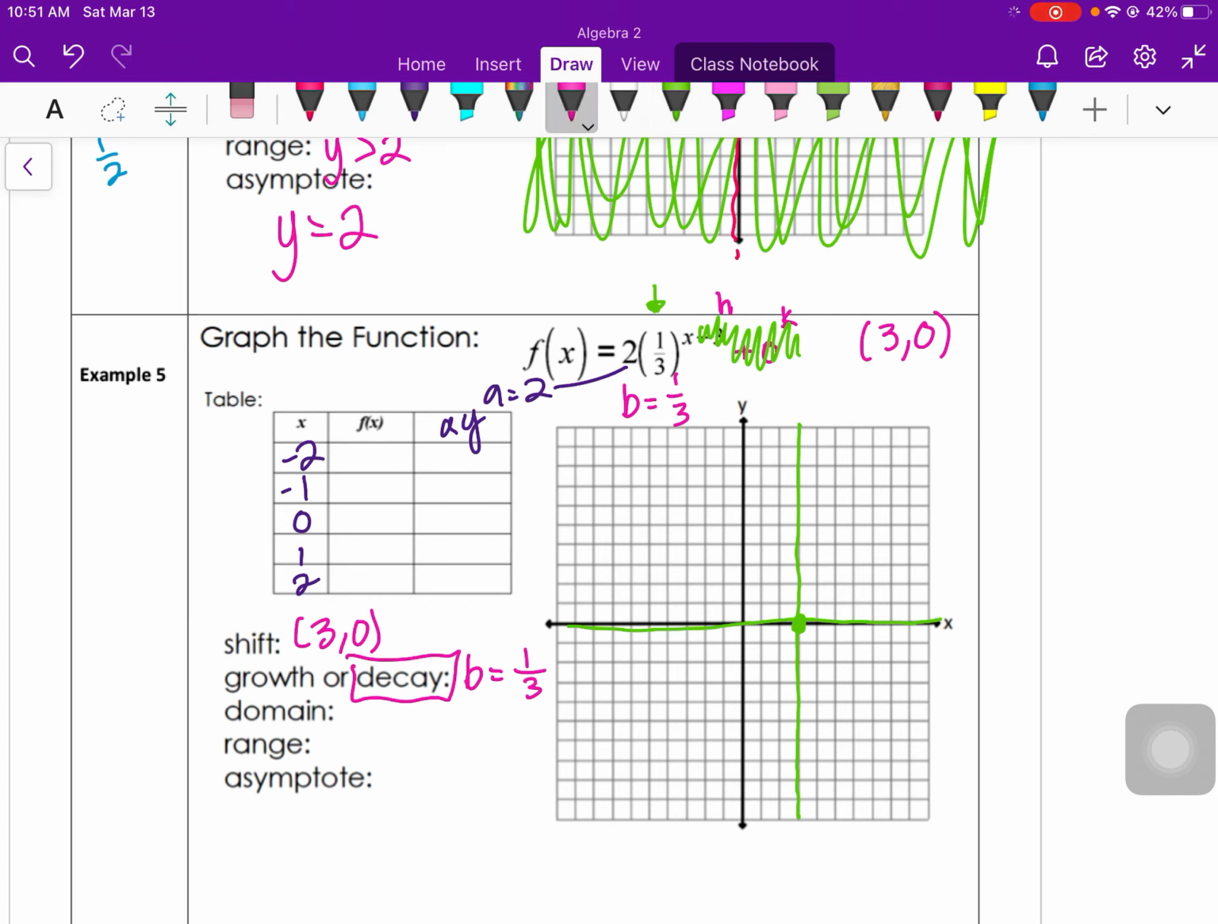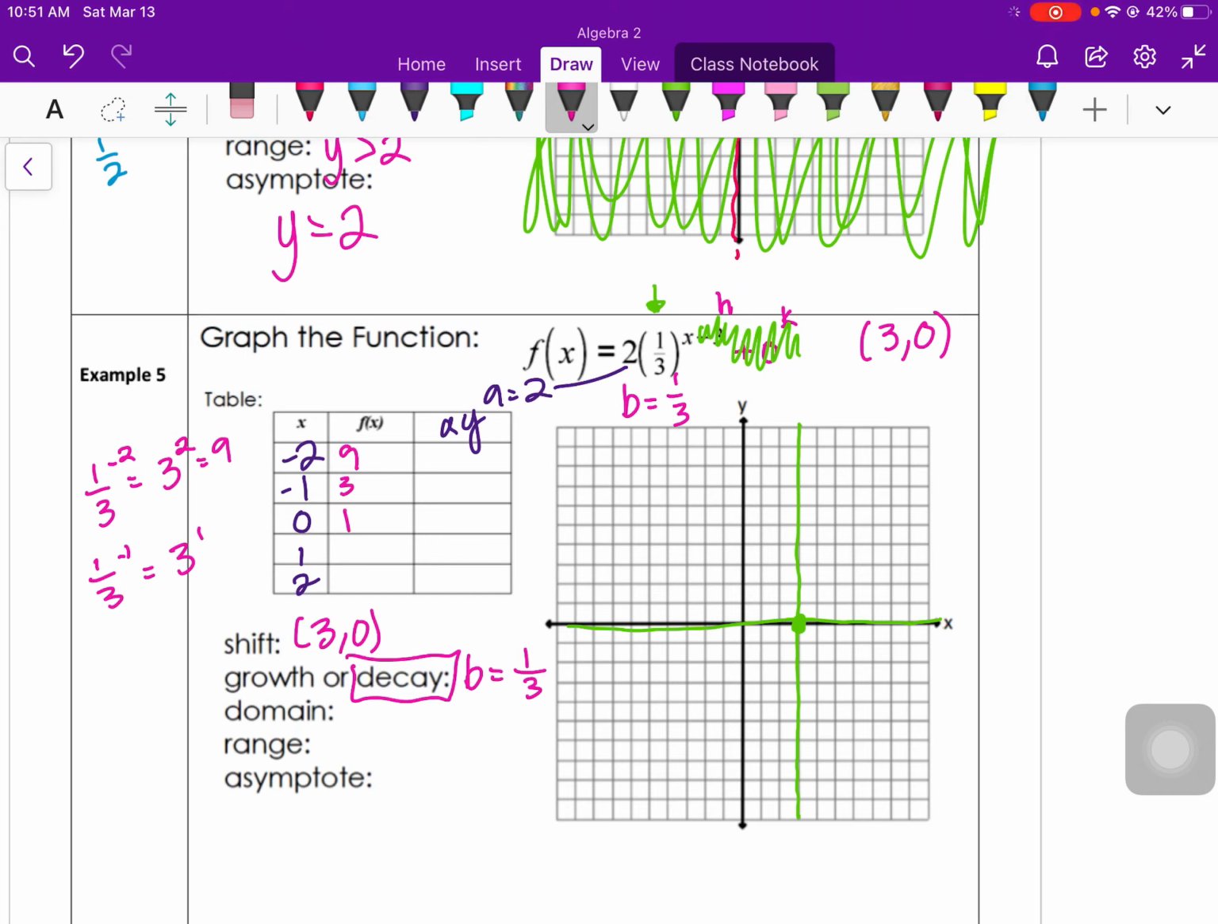Let's see what happens. So I'm going to start with 1/3 raised to the -2. Remember, I've got to flip these guys. So I get 3 squared, which is going to give me 9. And I've got 1/3 to the -1. Again, negative power. I've got to flip. 3 to the first power is going to give me 3.